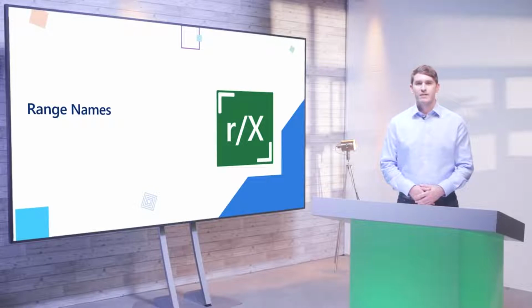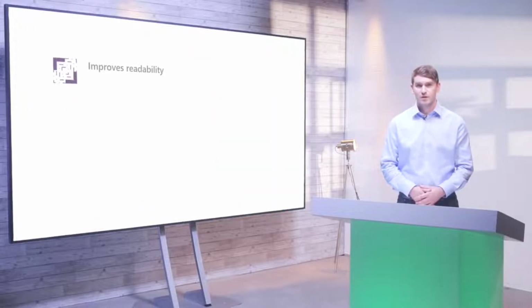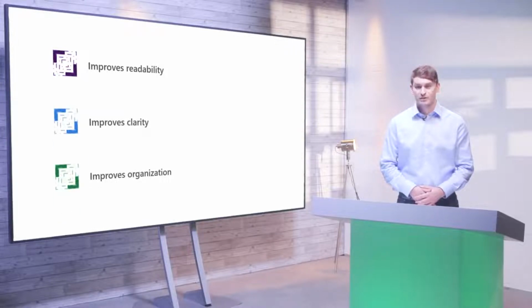Let's look at one way to do this using cell and range names. Range names are meaningful labels that you can assign to individual cells or cell ranges. You can use a range name anywhere you would use a cell reference or cell range reference. This means you can use a name such as employees to describe a range of cells rather than their cell references. Range names make formulas much more readable, improve worksheet clarity, and greatly improve worksheet organization.